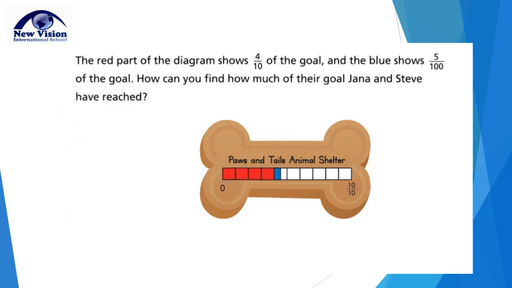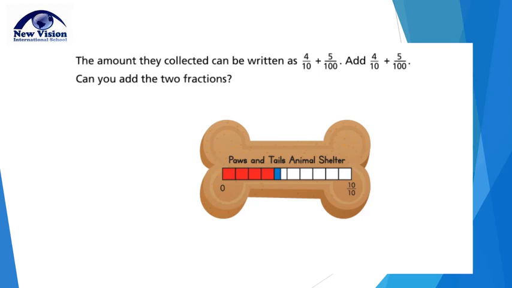The red part of the diagram shows 4/10ths of the goal, and the blue shows 5/100ths of the goal. How can you find how much of their goal Jana and Steve have reached? The amount they collected can be written as 4/10ths plus 5/100ths. Add 4/10ths plus 5/100ths. Can you add the two fractions?